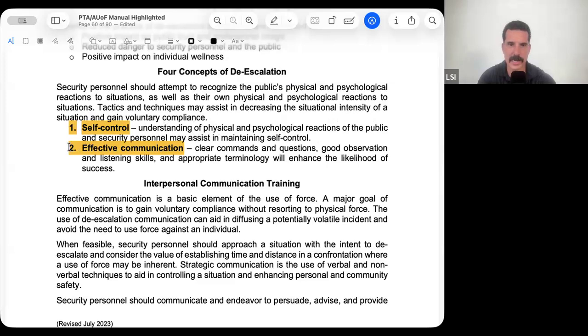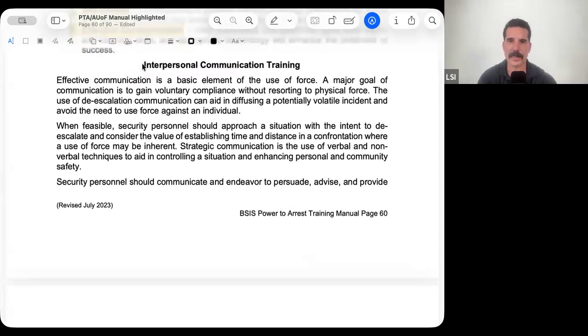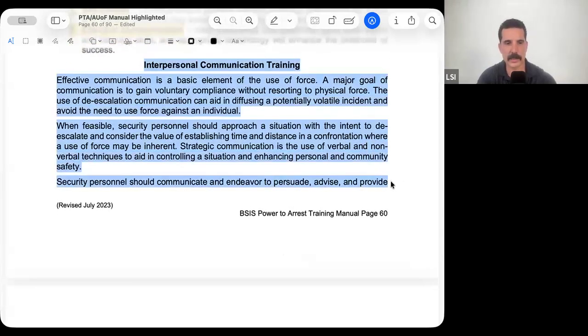Understanding of physical and physiological reactions of the public and security personnel may assist in maintaining self-control. And then you're going to highlight number two, effective communication. Clear commands and questions, good observation and listening skills, and appropriate terminology will enhance the likelihood of success. Highlight that. And it continues.